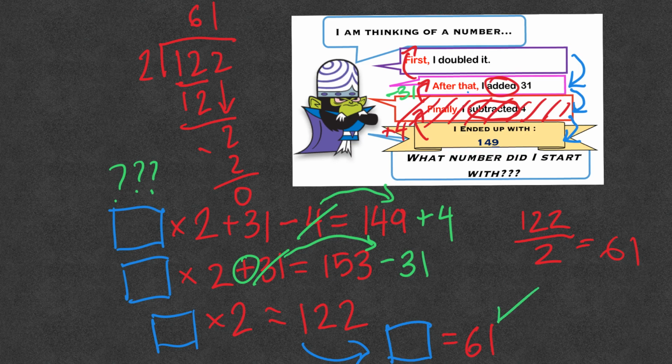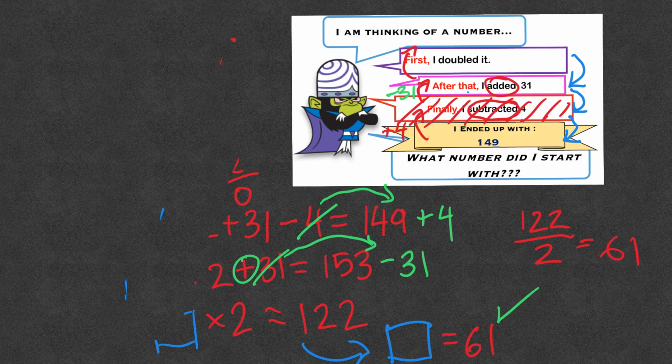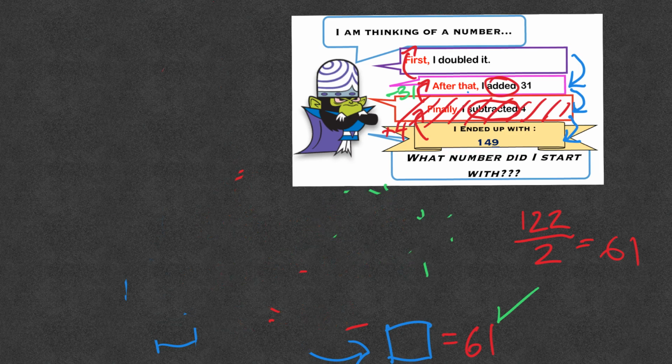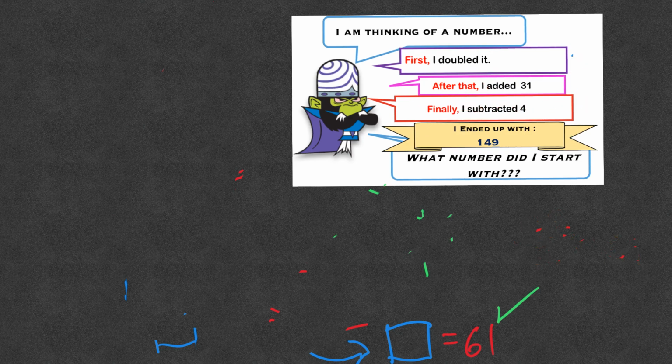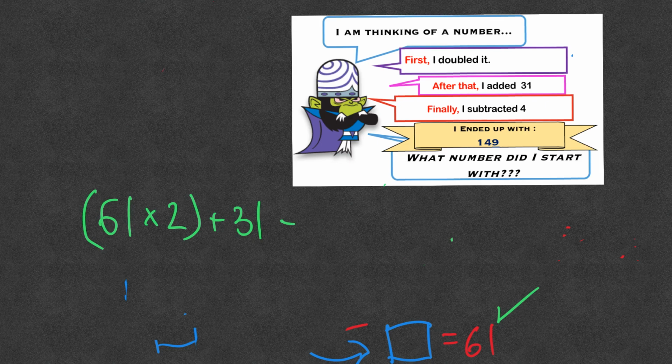Please take the time to have a go and see if I'm correct by pausing the video and seeing if 61 times 2, add on 31, and then take away 4 will be equal to 149. If that's the case, then we're all good.